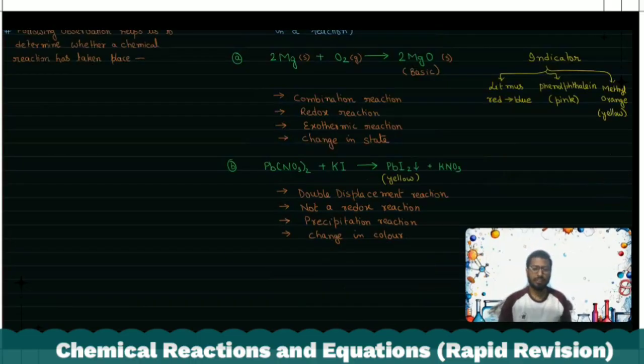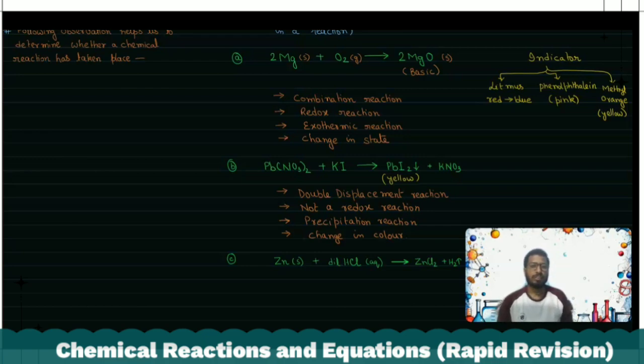So moving towards the third reaction, what was it? Zinc granules were added in dilute HCl, dilute hydrochloric acid. So it will give ZnCl2 plus H2. Now this upward sign indicates that hydrogen gas is liberated in the reaction.